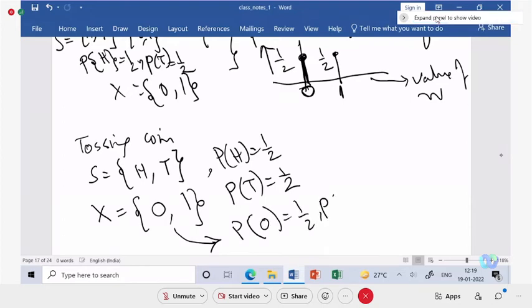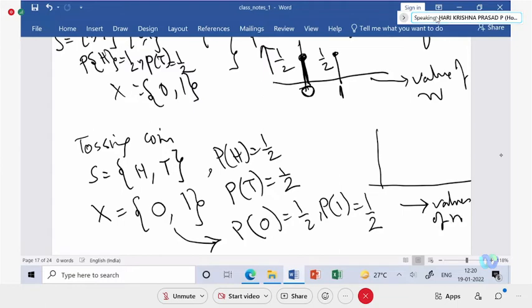Now, I want to represent probabilities with corresponding numericals on a plane. Along the x-axis of that plane, I will show values of the random variable. Is it okay? Along the y-axis, I will show the values of probability.